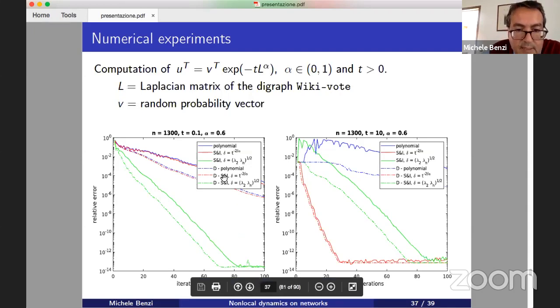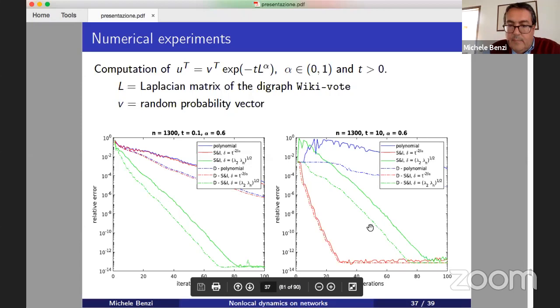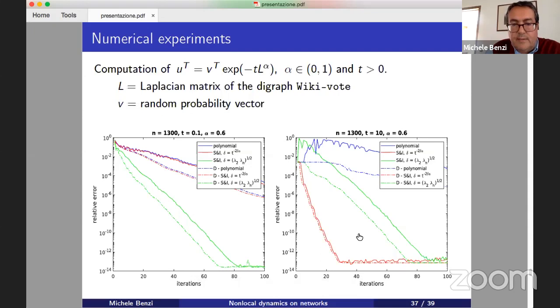For small t here, it's the choice of the square root of lambda 2 times lambda n that gives the best convergence. For larger t, the Moret-Novati choice gives the best convergence. So it really depends on t. The choice of poles seems to depend on t.